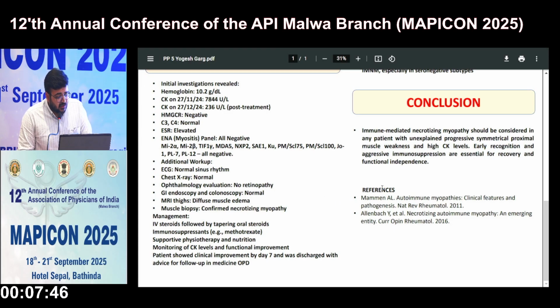Management was initially started with IV steroids. Pulse therapy was given, followed by tapering oral steroids. IV methylprednisolone 500 mg for 5 days was given, followed by oral steroids. The immunosuppressant methotrexate was started. Supportive physiotherapy and nutrition were given, with monitoring of creatine kinase levels and functional improvement. The patient showed clinical improvement by day 7 and was discharged with advice for follow-up in the medicine OPD.